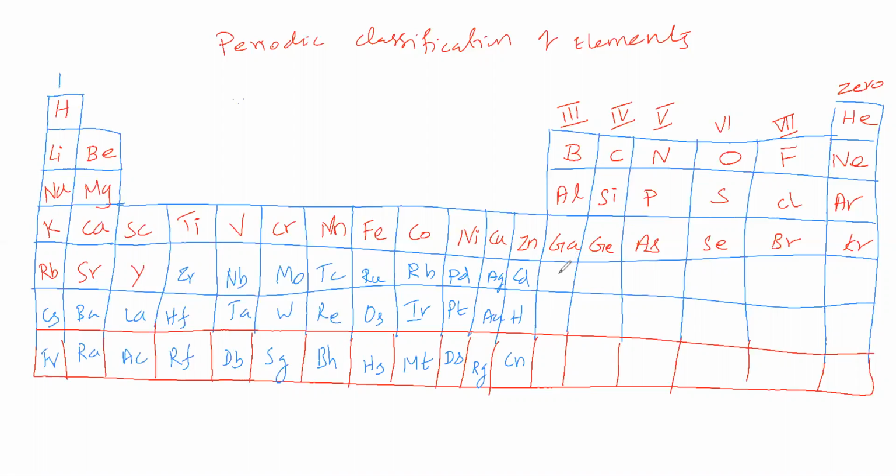Here boron, aluminum, gallium, indium, thallium. Here carbon, silicon, germanium, tin, lead. Here nitrogen, phosphorus, arsenic, antimony, bismuth. Here oxygen, sulfur, selenium, tellurium, polonium. Fluorine, chlorine, bromine, iodine, astatine. Here helium, neon, argon, krypton, xenon, radon. Like this we arrange the elements.